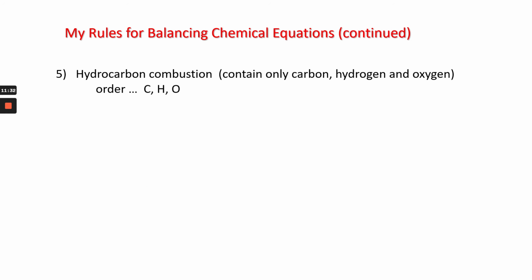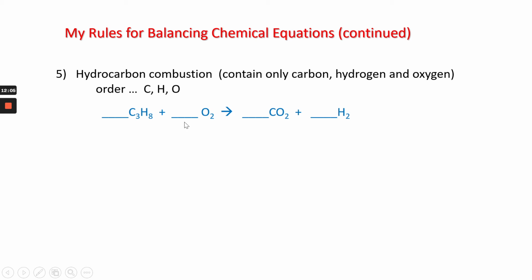Here they are. If you balance specifically a hydrocarbon that has combustion, so that means the only thing that we're going to see are carbon, hydrogen, and oxygen, I want you to balance them in this order: carbon first, then hydrogen, and oxygen last. Let's look at an example. So here we have a chemical called propane. It's what you would cook maybe if you're grilling hot dogs or hamburgers in the summer.